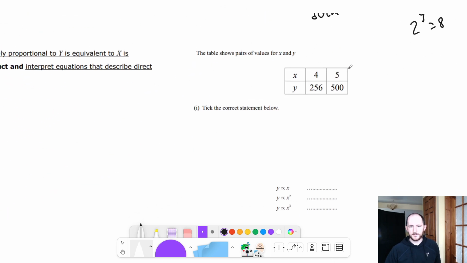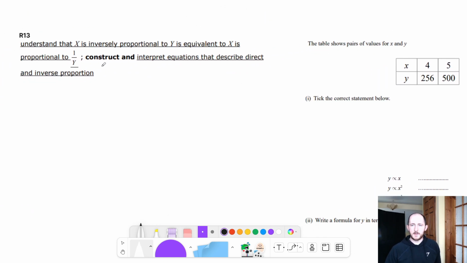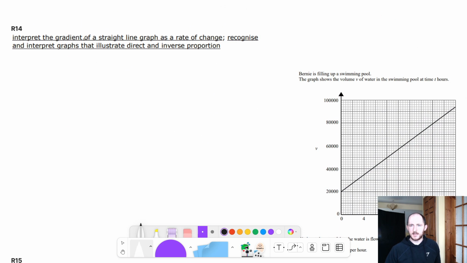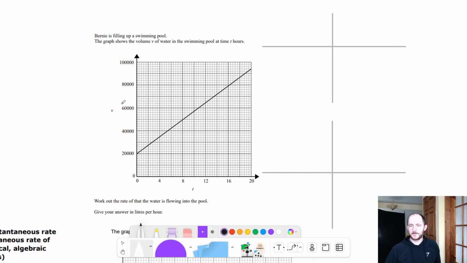Easy as pie. You also need to be able to construct and interpret equations. We've already done that, so we don't need to go through it. Interpret the gradient of a straight line as a rate of change and show that it illustrates direct or inverse proportion. I've already shown you the direct proportion.